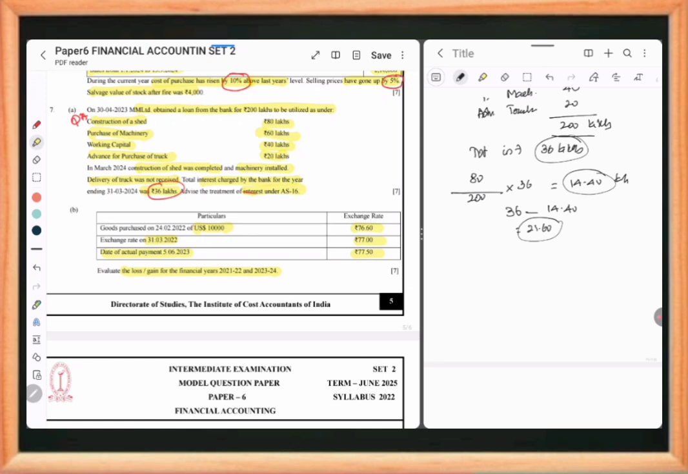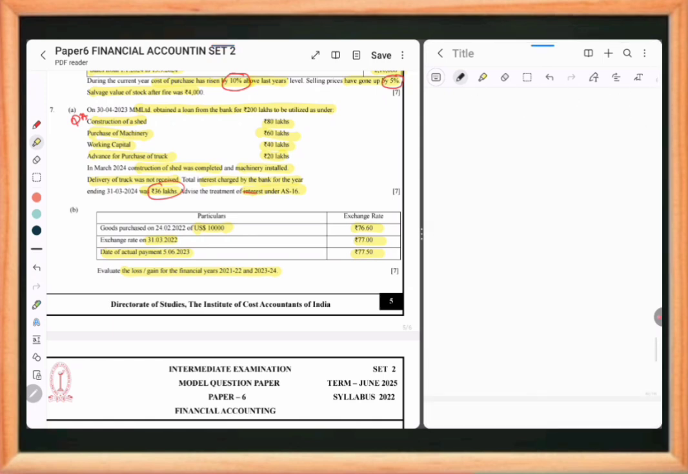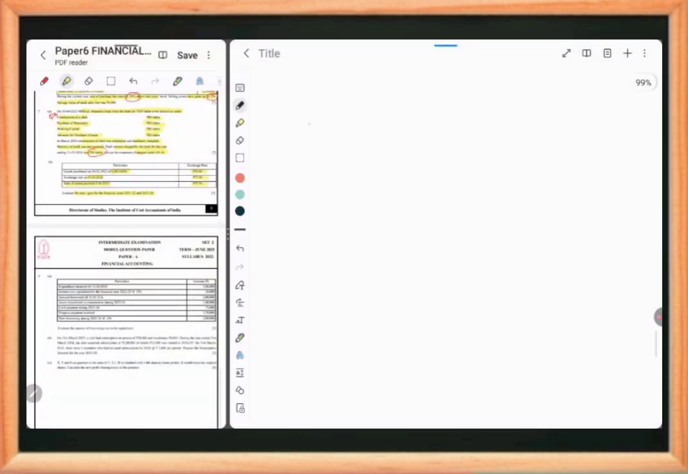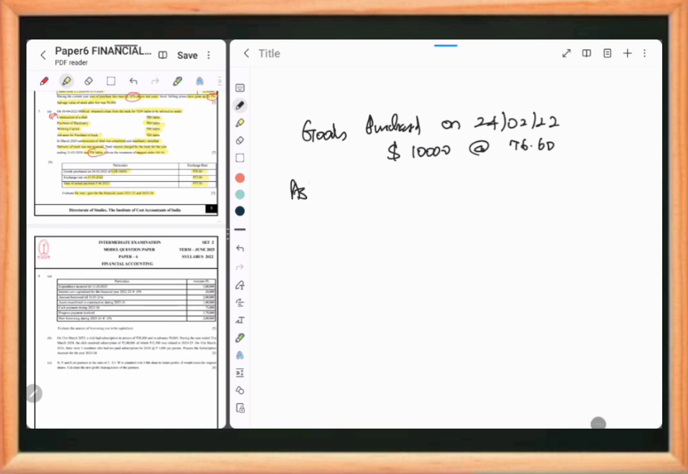You have to find out. So how do we have to find out? So goods actually purchased, when goods purchased on 24/2/22, we purchased for US dollar 10,000. At the time the exchange rate was 76 rupees 60 paise. So as per accounting standard 11, a foreign currency transaction should be recorded by applying the exchange rate.